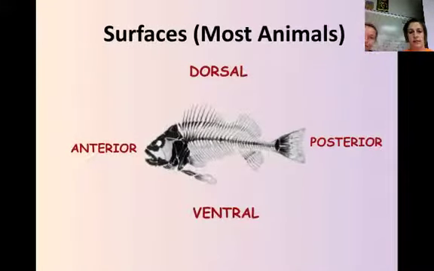Okay, so you can see here is a fish. You've got the dorsal, you've got ventral on the belly side, you've got posterior, which is opposite the head, and then you've got anterior.